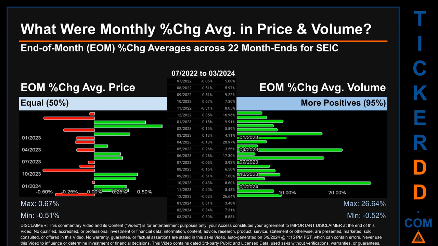Price saw an end-of-month max of 0.67% in average percentage change, along with a minimum of -0.51%. For volume, the maximum and the minimum monthly percentage change were respectively 26.64% and -0.52%.